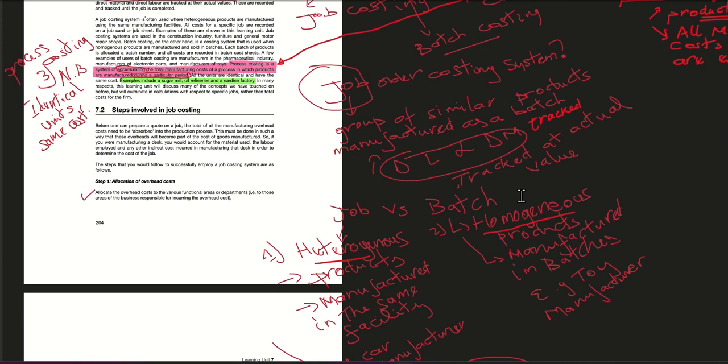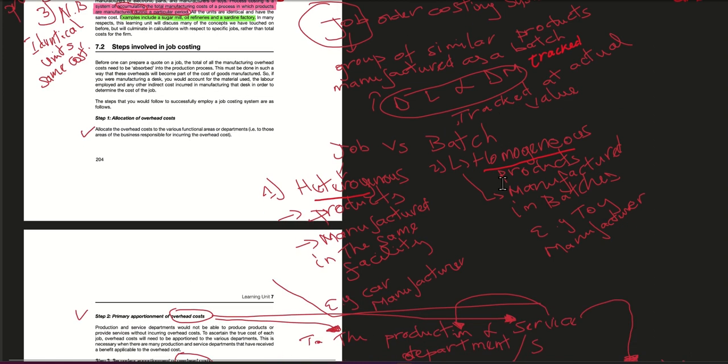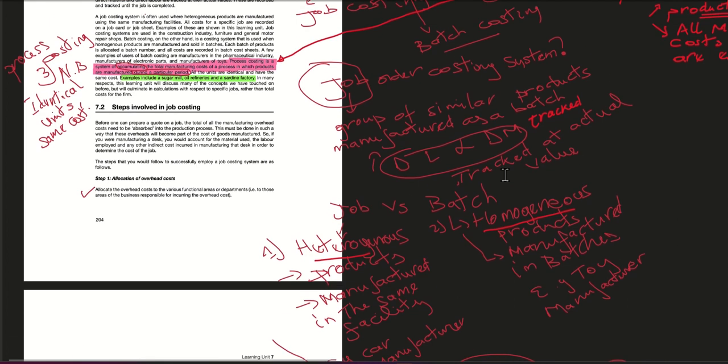Within the job costing, you have heterogeneous products that are being manufactured in the same facility. And that's why the example of a car manufacturer is quite useful here. But for a batch, we would look at it as the products that are being manufactured are homogeneous. So a toy manufacturer would be an example.